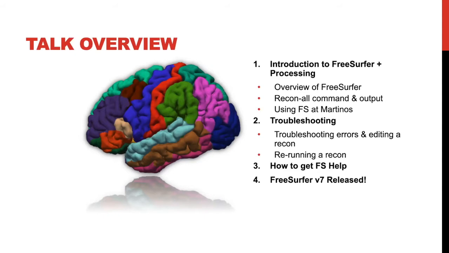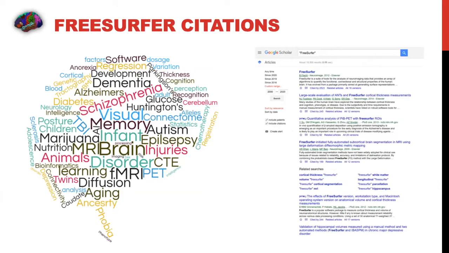FreeSurfer has been cited thousands of times on various different topics. It's not specific to if you're only studying Alzheimer's, even though that's a lot of the research our lab does. It's been used for all sorts of topics, and there are a lot of publications using FreeSurfer, which is pretty exciting. It's really gained popularity over the last decade. We provide citation info on our website as well if you're looking to cite and use FreeSurfer in your projects or papers.